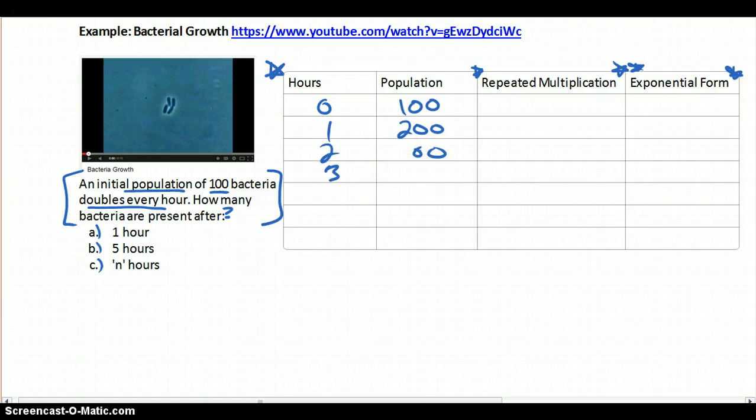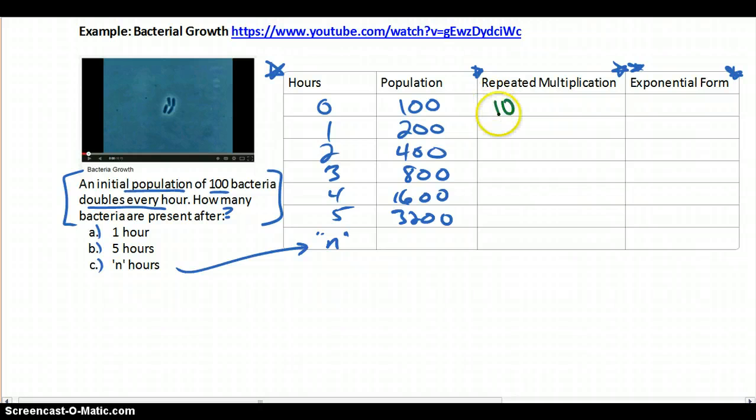That's not doubling, is it? 2 hours, we would have 400 bacteria. 3 hours, we'd have 800 bacteria. 4, 1600. 5, 3200. And then it asks us about n, and we'll come back to that in just a minute. But what we really want to do with these numbers is show this as repeated multiplication. So initially, we're just starting with 100. Next, we're taking that 100 and we're doubling it to get to 200, right?